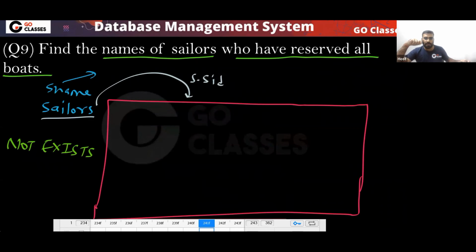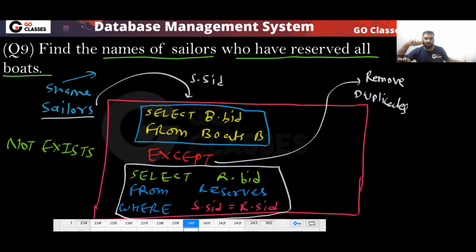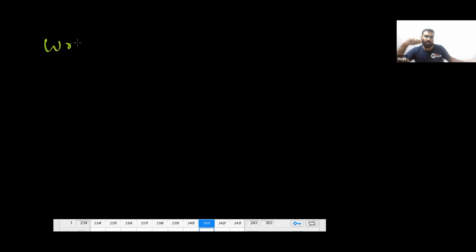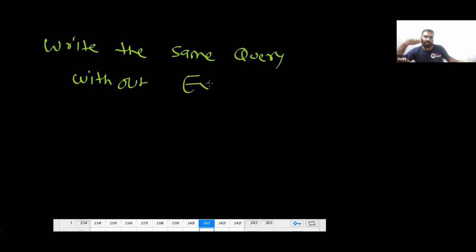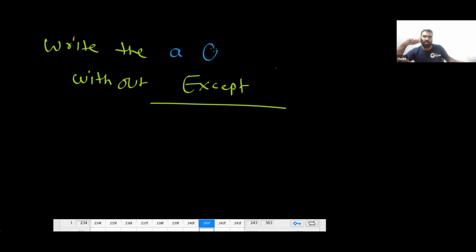Now there is another way. The same query you can write without EXCEPT. Now write the same query without EXCEPT. Write a correlated query without EXCEPT. So this is also very easy.